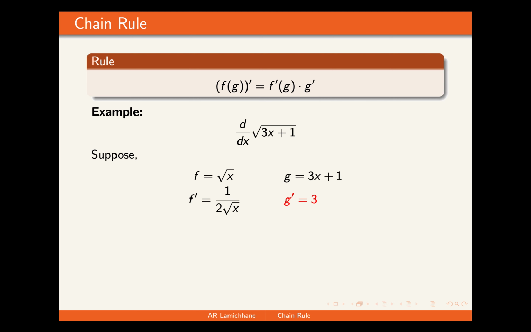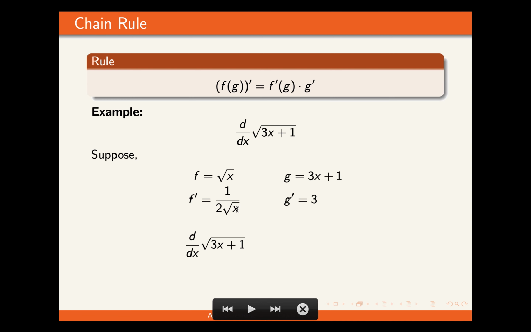3, right? And now we have f, g, f prime, g prime. So we have already figured out what is f prime over here. You can see on the chain rule, we need to first evaluate the f prime at g. So let's compose this f prime with g. So how do we evaluate f prime of g?